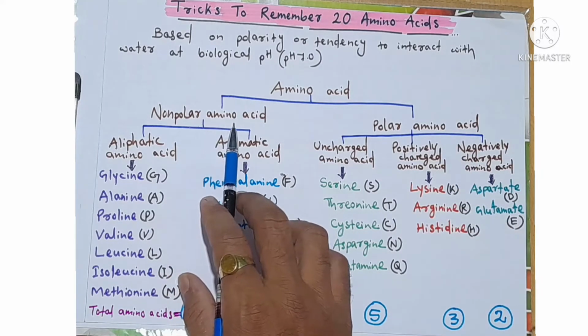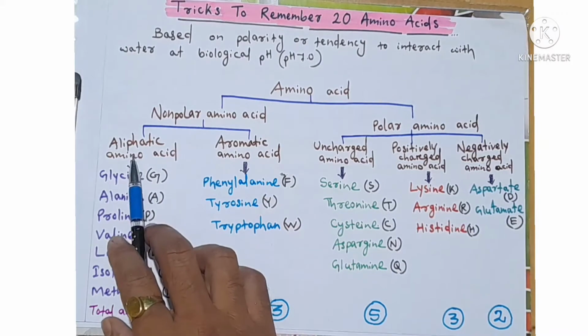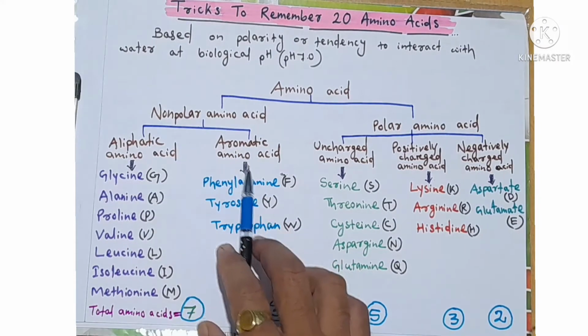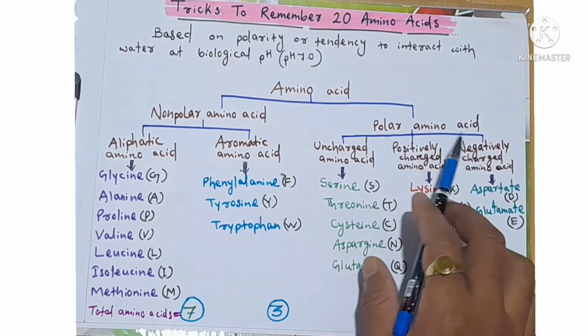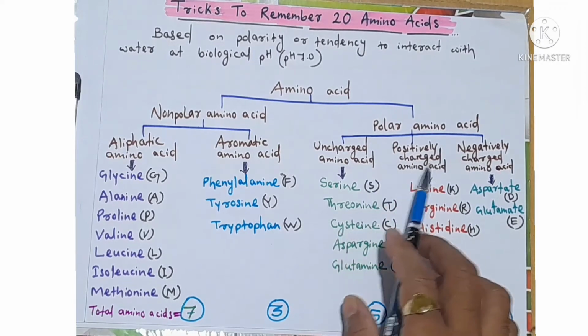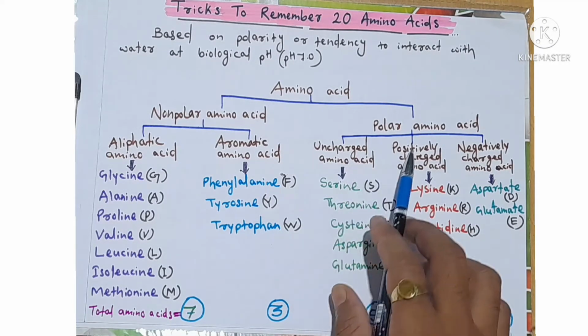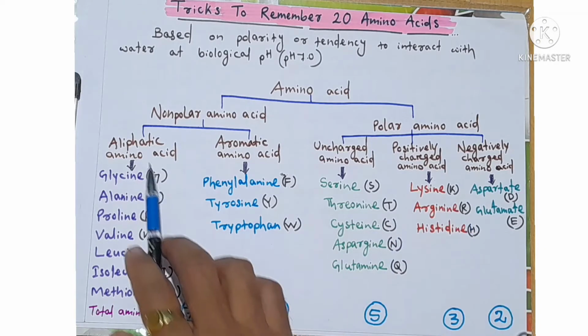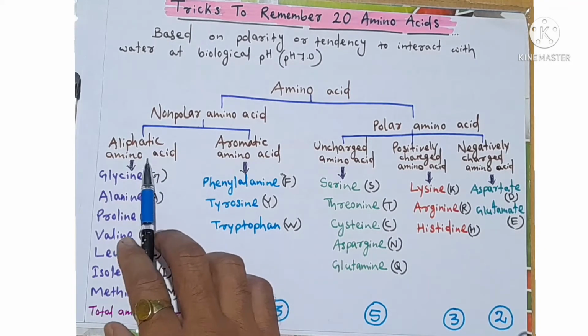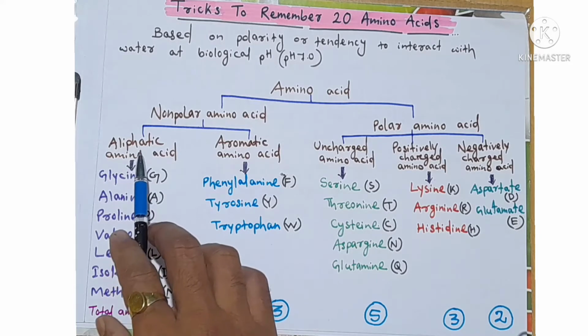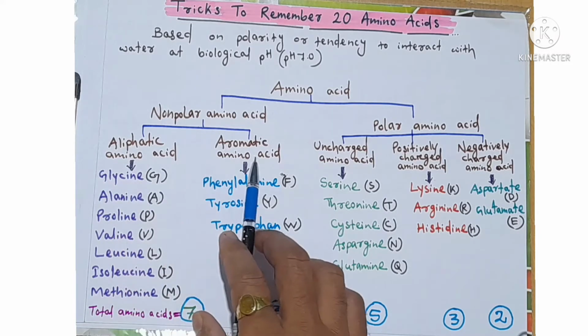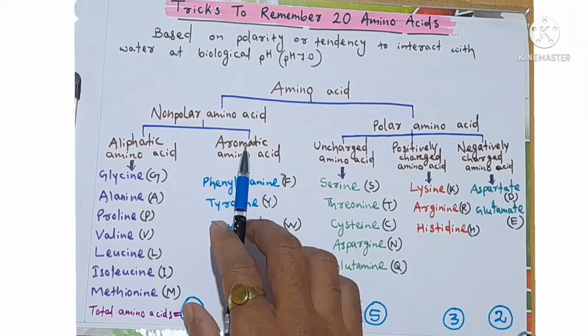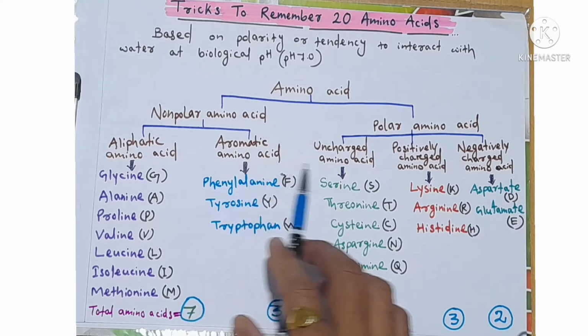Coming to non-polar amino acids, they are again of two types: aliphatic amino acids and aromatic amino acids. Polar amino acids are again of three types: uncharged amino acids, positively charged amino acids and negatively charged amino acids. Aliphatic amino acids have an aliphatic side chain, and aromatic amino acids have an aromatic side chain.